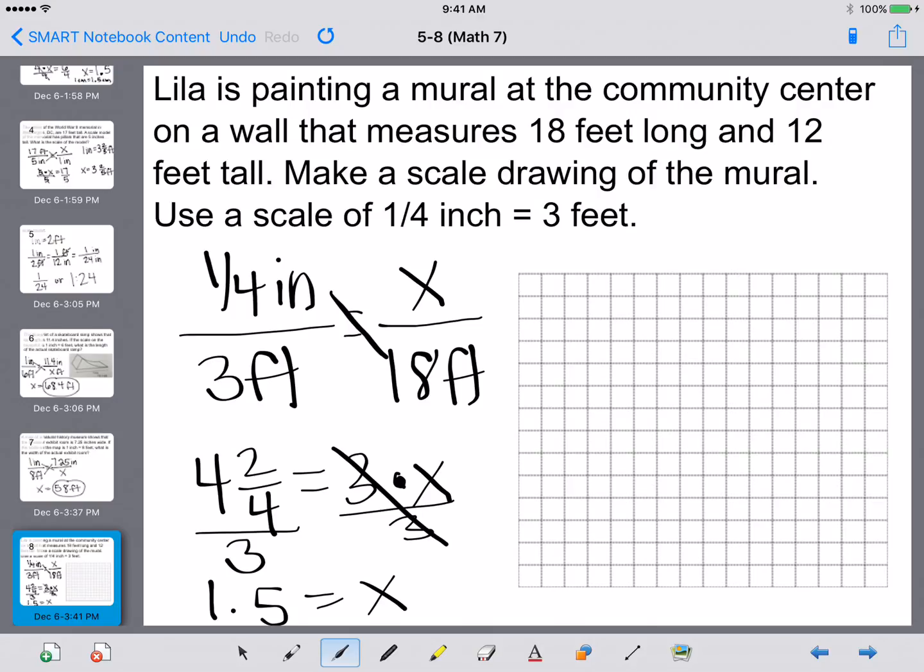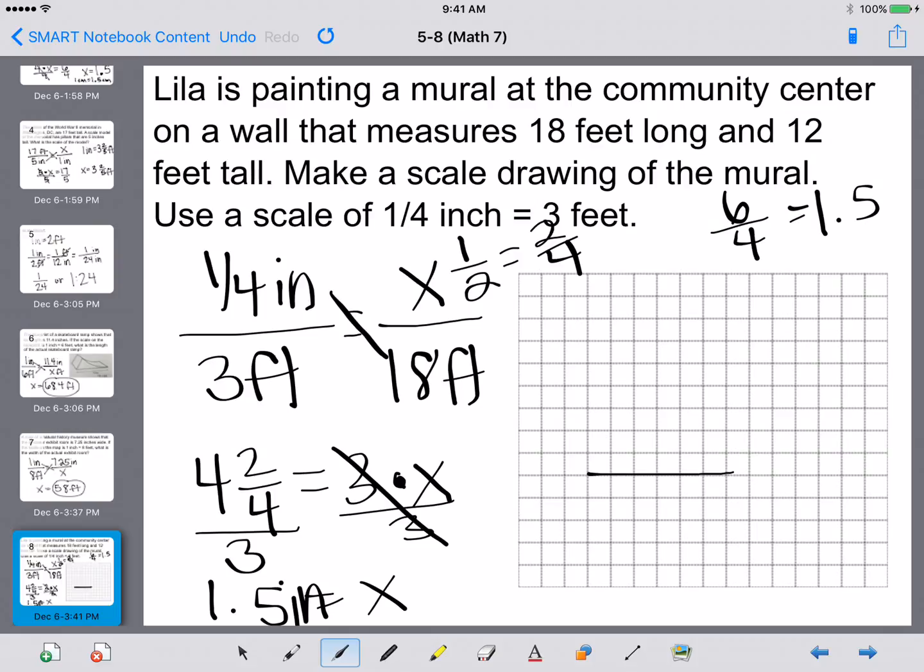So if our length is 1.5 inches, and we have 1/4 inch paper here, how many fourths are in 1.5? One whole has 4, and 1/2 equals 2/4. So we're going to have 4, 5, 6/4 filled out, because 1.5 equals 6/4. So I have to fill across 6 of these here. So I'm going to go 1, 2, 3, 4, 5, 6.